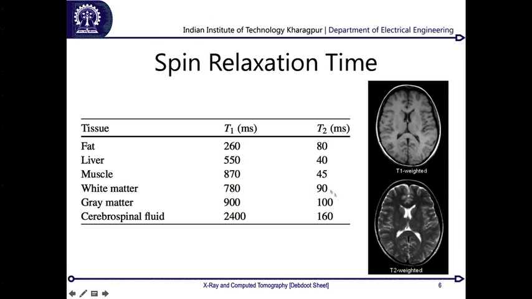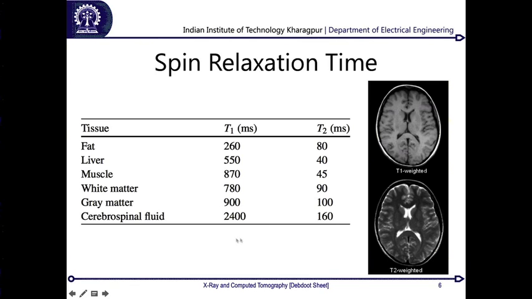Whereas in T2 you would see that it is not so easy to tell them apart, because the relaxation times are almost of the same order, and that is why you just see some sort of gyrations present over there, but you do not see a very distinct difference as you can see in these ones. And compare that with the CSF which fills up this intermediate cavity over here in the brain.